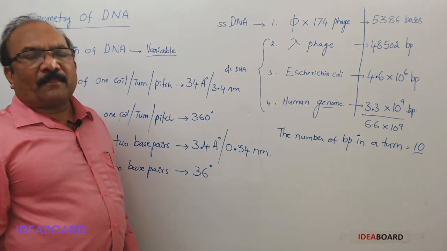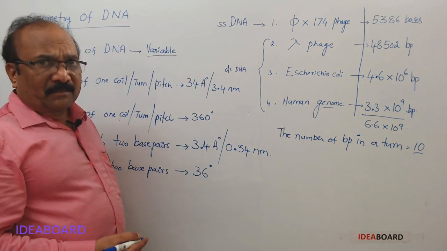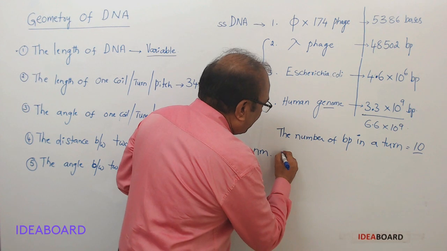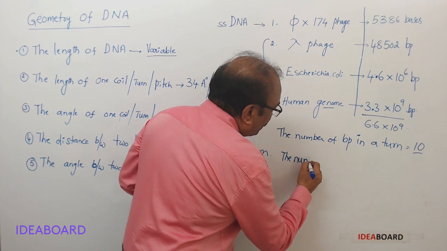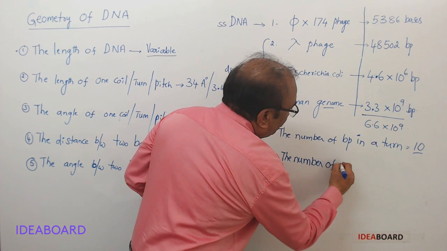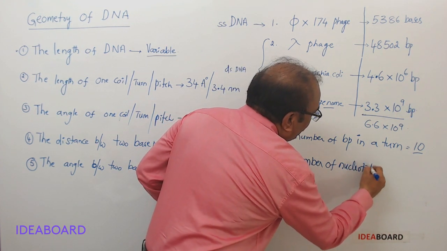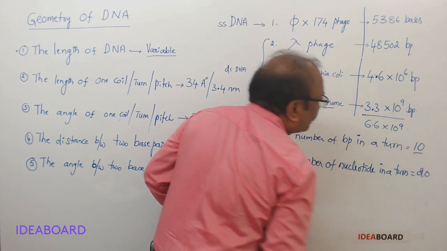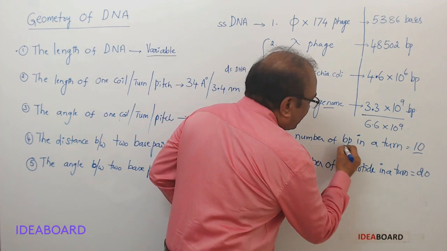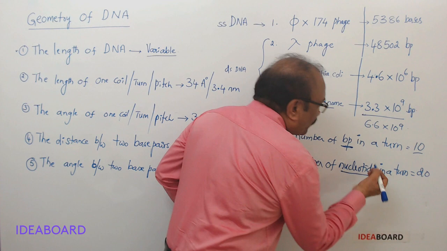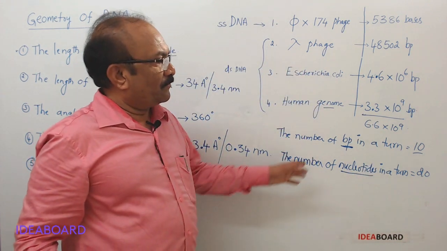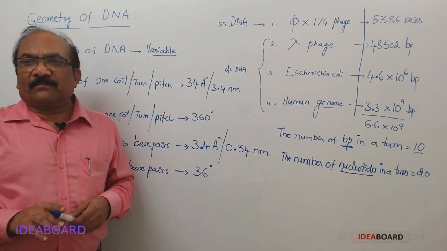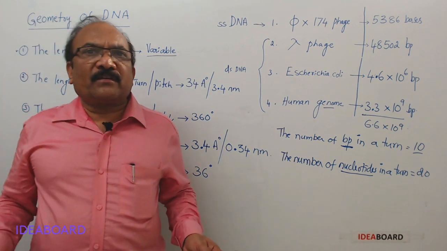10 base pairs. And you know that base pair means two nucleotides. So the number of nucleotides in a turn will be 20. So don't get confused. And here I use base pairs, and here I have used nucleotides. That is what is about the structure of DNA. And in the next session, we will discuss types of DNA.